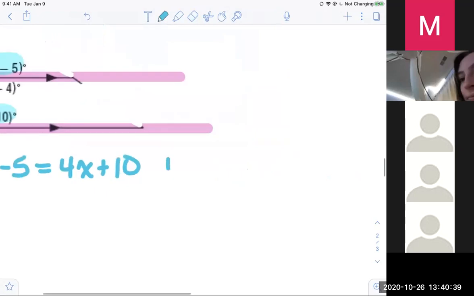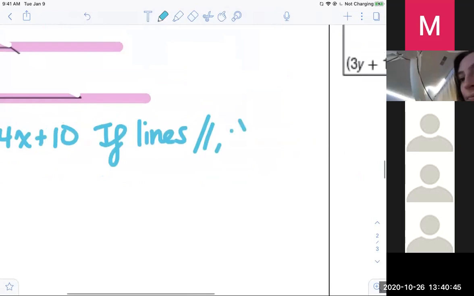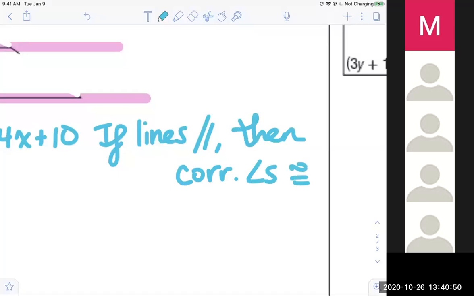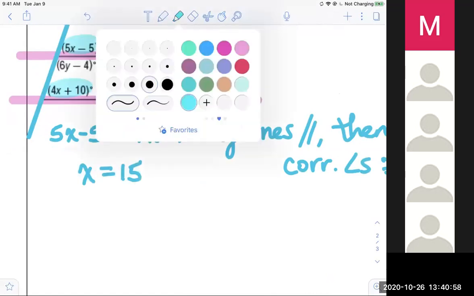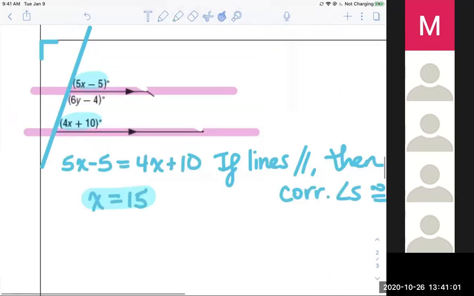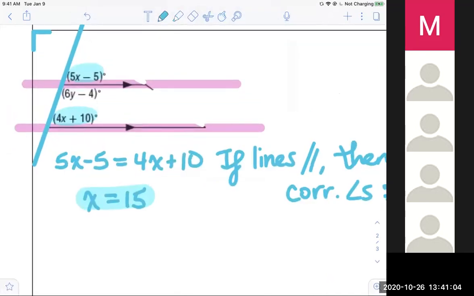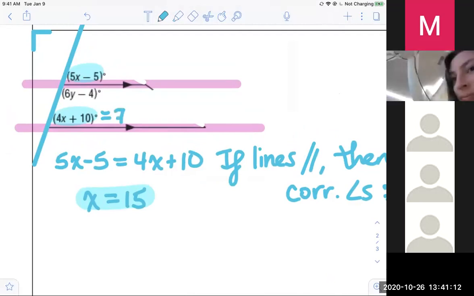And again, what we'll write is if lines are parallel, then corresponding angles are congruent. So we solve that, we'll have x equals 15. Okay, and then if we know that x is 15, we can go ahead and plug that back in. Usually it's helpful to plug back in the value if you don't know what the angle measures are. So 4 times 15 is 60, and then that should be 70. And then I'll double check that 75 minus 5 is also 70. So those angles are 70 degrees.